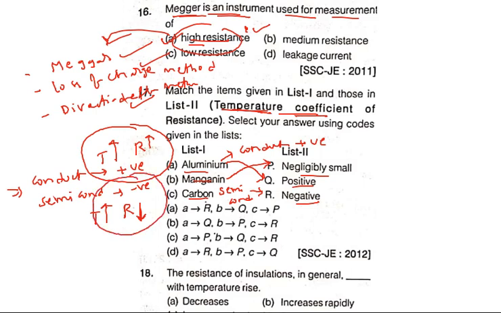Very important. Therefore, aluminium has a positive temperature coefficient, so we have chosen positive. Manganese affects very less with the temperature. That is why we have chosen negligibly small. And carbon is a semiconductor, therefore it has a negative temperature coefficient. That is why we have chosen R. So based on this, you see Q, P and R. Which is the correct answer? Q, P, R is given in the second option. So option B is the correct answer. Hope you understood clearly.